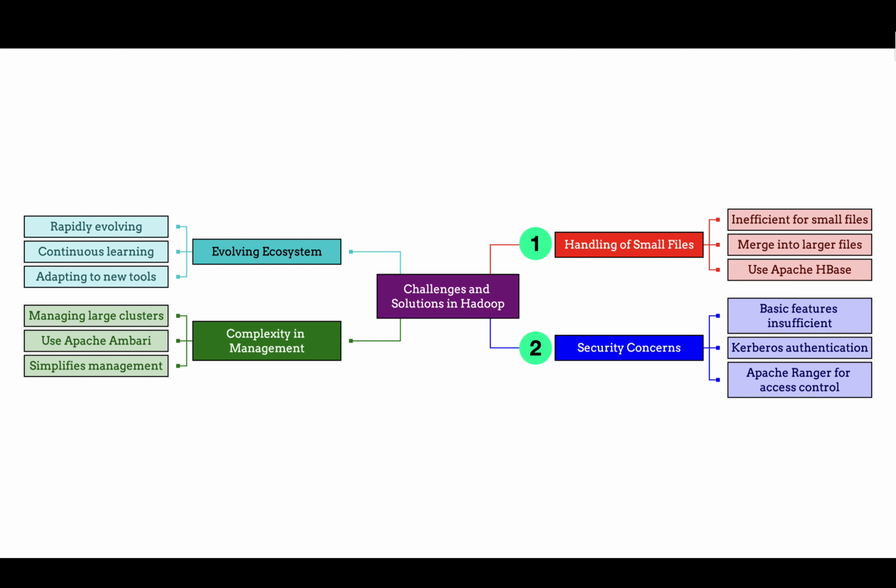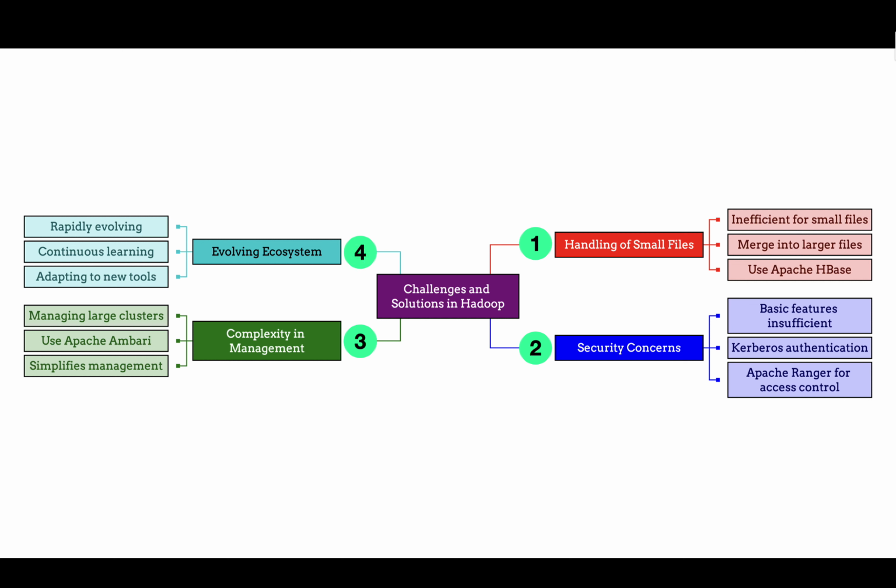2. Security concerns. Hadoop's basic security features can be insufficient. Enhanced security can be achieved through Kerberos authentication and Apache Ranger for access control. 3. Complexity and management. Managing a large Hadoop cluster can be complex. Tools like Apache Ambari help in simplifying the management, monitoring, and provisioning of Hadoop clusters.